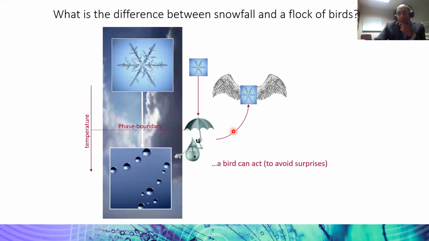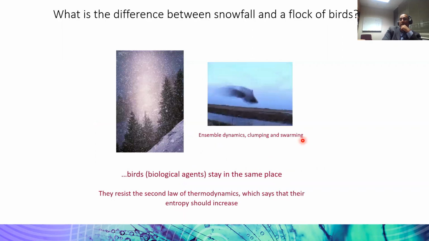For example, what is the difference between a snowfall and a flock of birds? You have snowfall, these flakes of snow which are coming down, and there's a flock of birds. The difference between them is that the birds can take action, and usually they take these actions to avoid surprises. For example, birds can make these flocks, and they can remain in the same place, so they are not dispersed, just like the snowflakes will be.